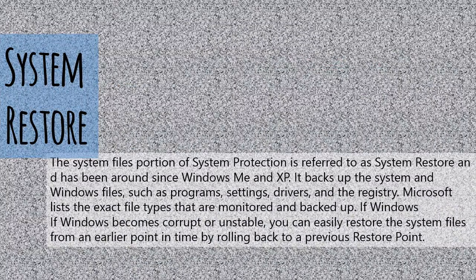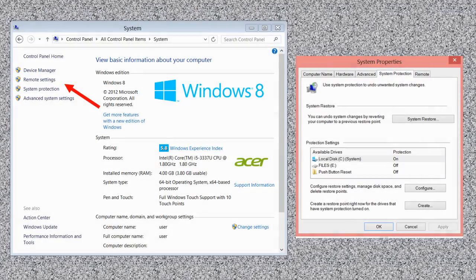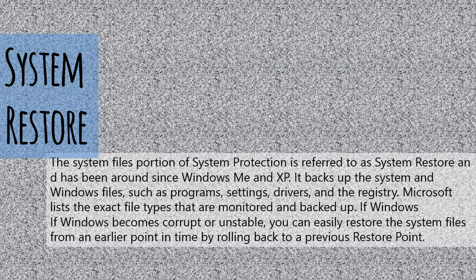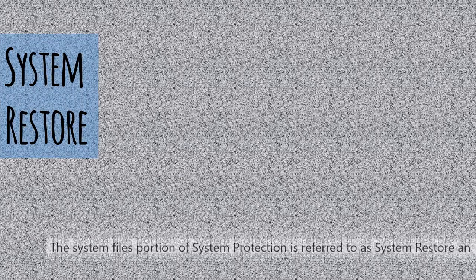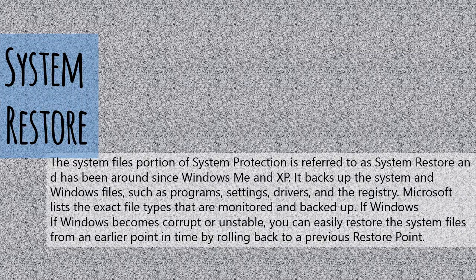System Restore. The System Files portion of System Protection is referred to as System Restore and has been around since Windows ME and XP. It backs up the system and Windows files, such as programs, settings, drivers, and the registry. Microsoft lists the exact file types that are monitored and backed up. If Windows becomes corrupt or unstable, you can easily restore the system files from an earlier point in time by rolling back to a previous restore point.